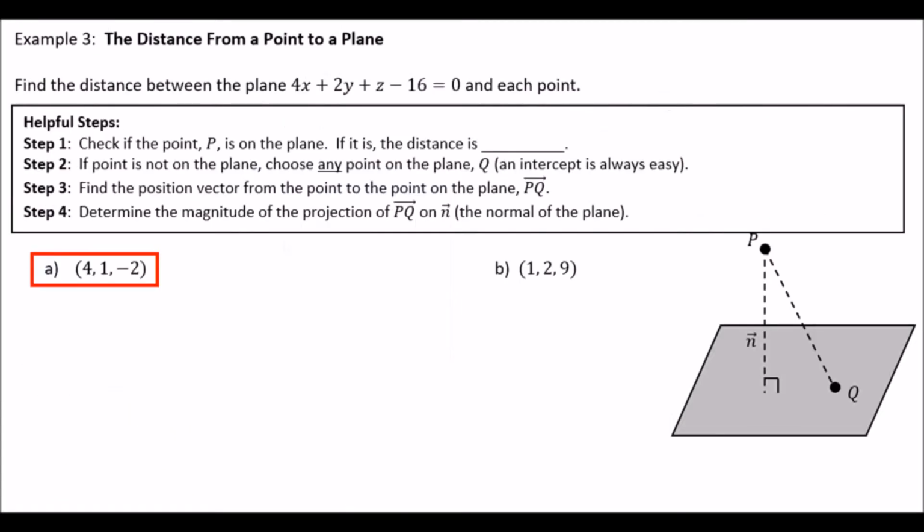All right, distance from a point to a plane. So to find the distance between a point and a plane, you want to first check if the point is on the plane. If it is, then of course the distance would be 0. If the point is not on the plane, choose any point Q on the plane. Intercept is always an easy one, and then find the position vector from the point to the point on the plane, PQ, and then determine the magnitude of the projection of PQ onto the normal of the plane. So let's try the first one first.